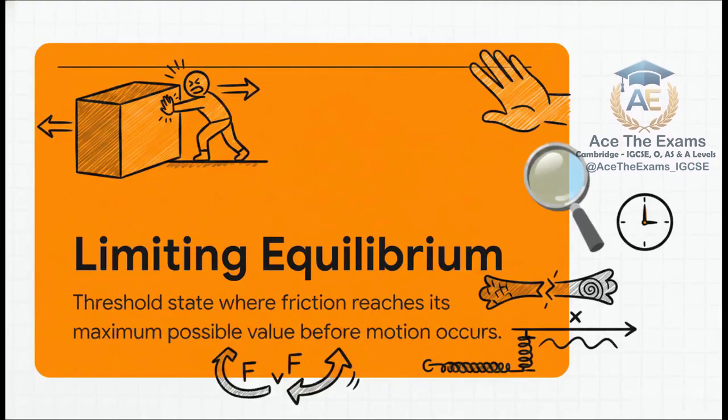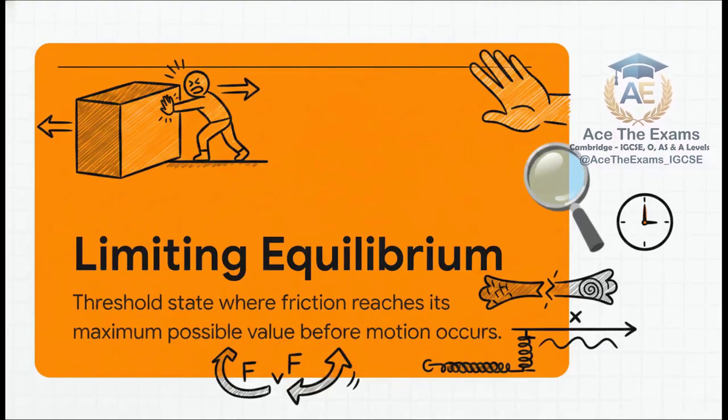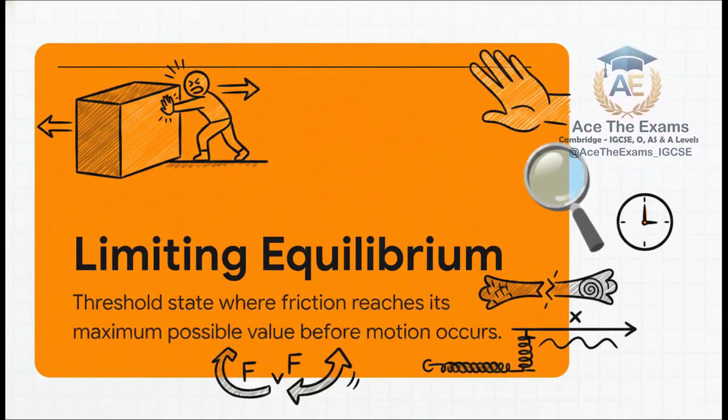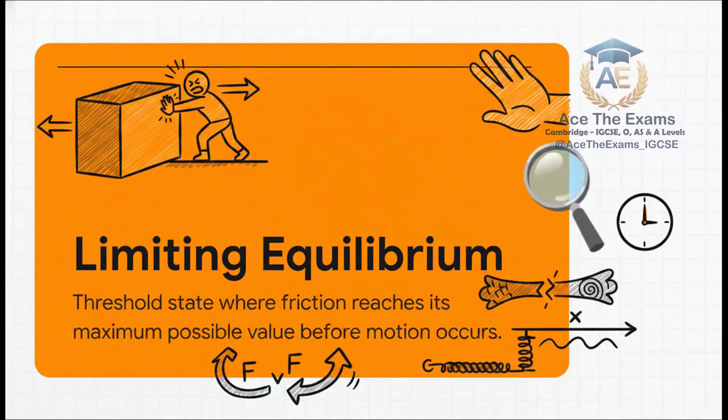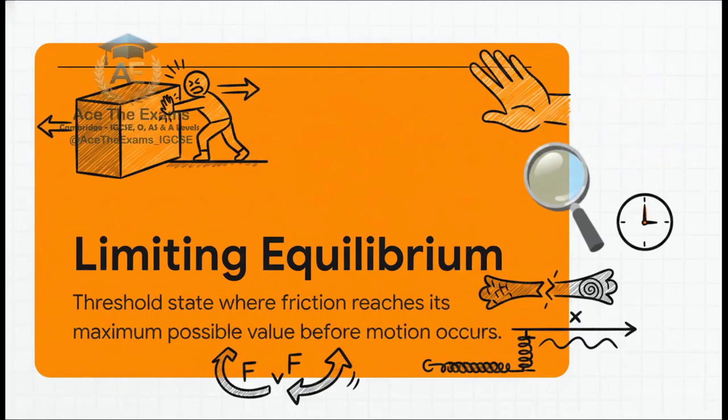Let's establish our foundational baseline and decode a high-tariff target question. Picture a complex, multi-part Cambridge past paper question on the smartboard. The core concept at play is limiting equilibrium. This is defined as the exact threshold state where friction reaches its maximum possible value before motion occurs. This is the precise, and I mean precise, moment where the equation F equals mu R actually applies. F is the frictional force, mu is the coefficient of friction, and R is the normal reaction force.